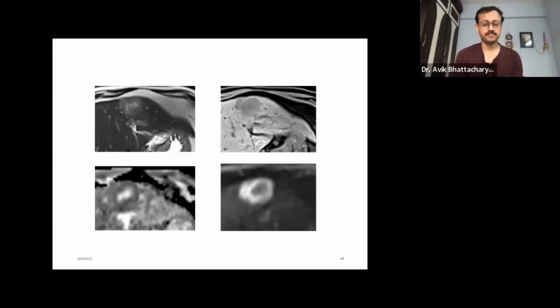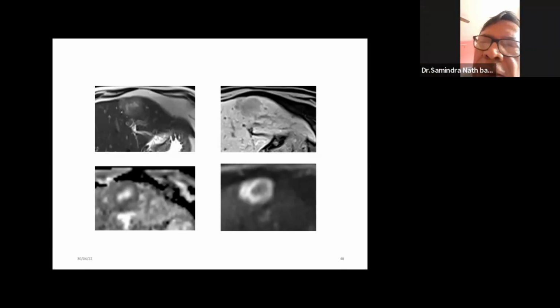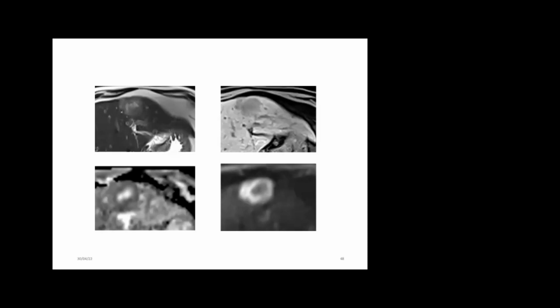Because benign it is fine, malignant it is fine, and you can treat these lesions by embolization or other radiological procedures or needle procedures. But when it comes to probably malignant in a cirrhotic liver, then how will you approach?